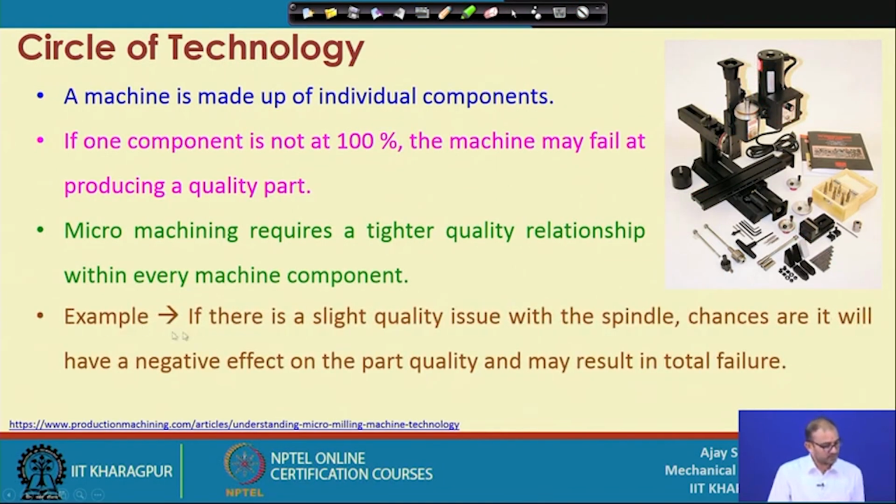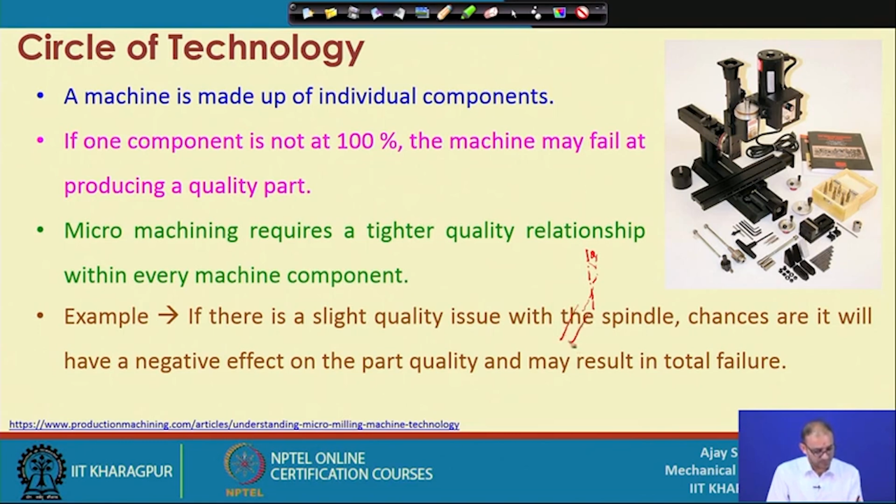Right. So, now this is the example that we have discussed here, that if there is a slight quality issue with the spindle, quality issue in the sense that it is either not rotating exactly as per the RPM, or it is not aligned exactly at the center. So, you consider this the center of the z axis, and this the axis of your spindle. Then this is the angle theta, that means you are not exactly matching this part.